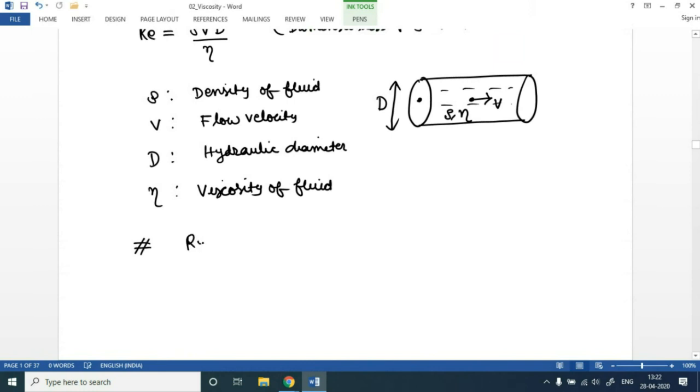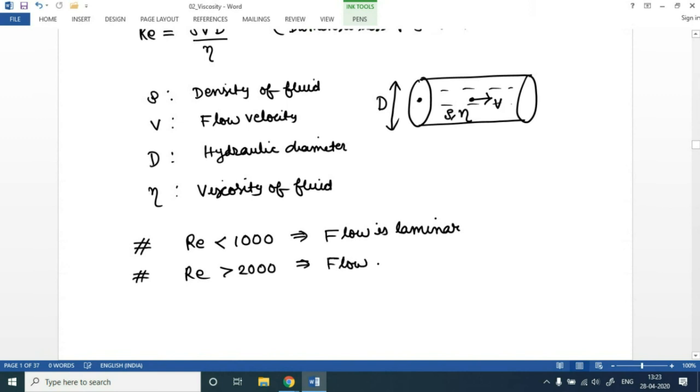If the Reynolds number for a given flow inside a pipe turns out to be less than 1000, then you can definitely say for sure that the flow is laminar. And if it turns out to be greater than 2000, then you will be able to say that the flow is turbulent, and it will no longer be a streamlined flow.